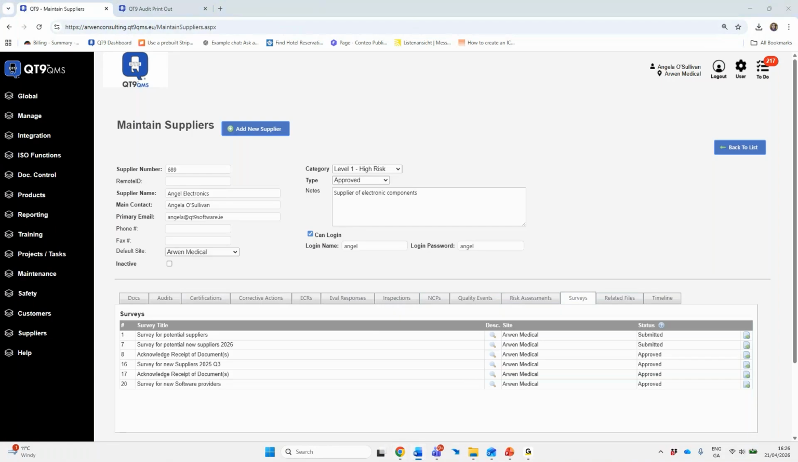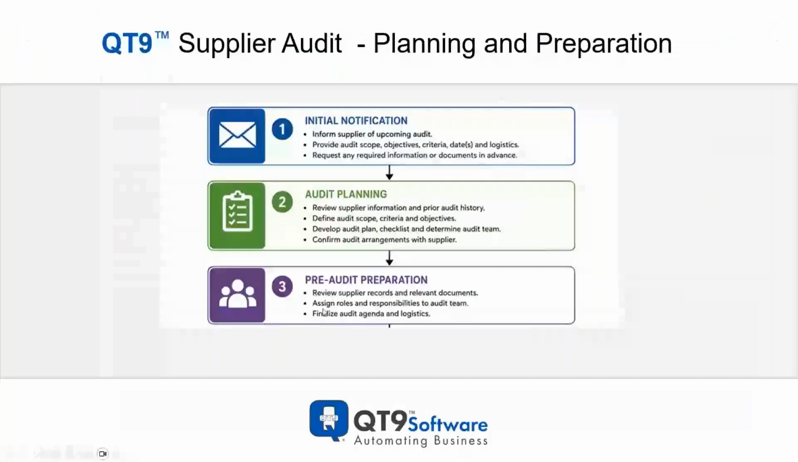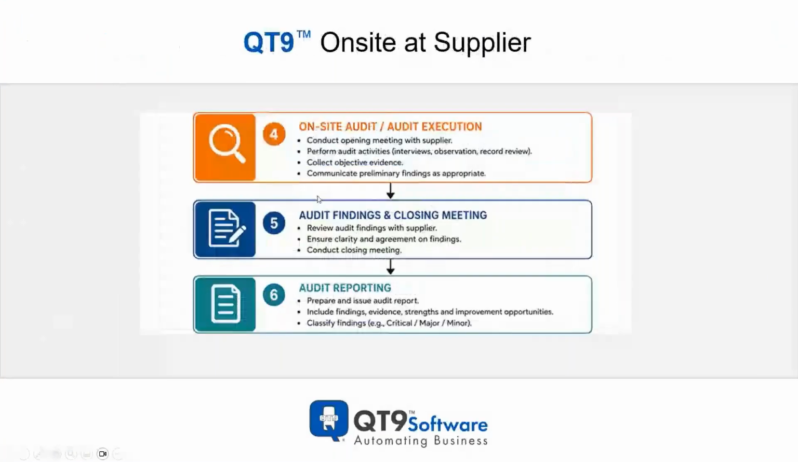So let's say that we have all our background information gathered. We're now ready to start the audit, and I'm just going to go back to the presentation, and we have this stage now completed, and we're now onto this stage. So now we're getting ready to actually go on site with the auditor, do the audit. We have our findings, we have our closing meeting, and we have our audit reporting. So we're now getting onto this stage.